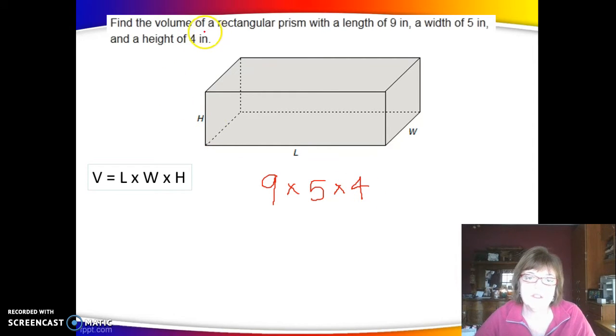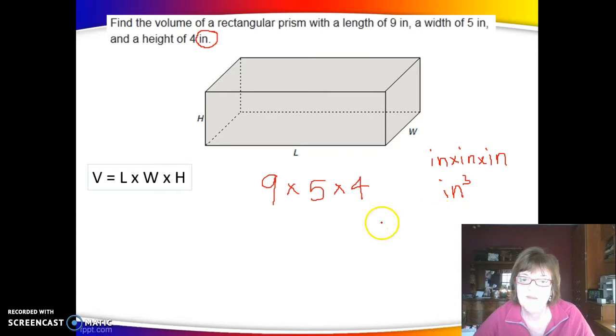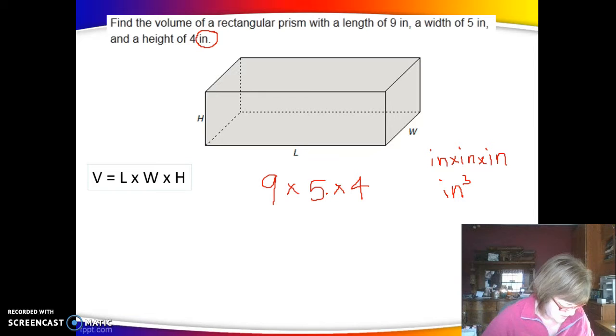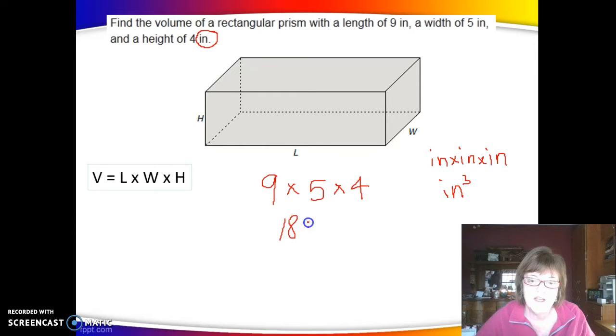And notice, this is important, guys. The units, it's in inches. Now, because we're doing inches times inches times inches, you know what happens when we multiply the same exact base times itself 3 times. We end up with inches cubed. Okay? So, 9 times 5 is 45. And multiply that times 4. That gives us 180 inches cubed. And that's it. It's that simple.